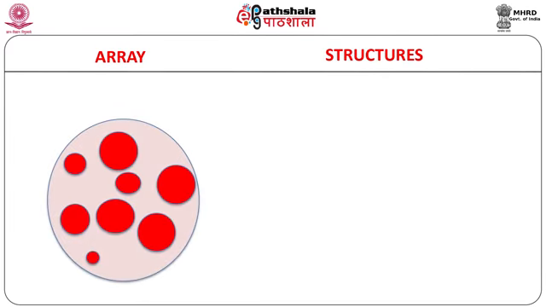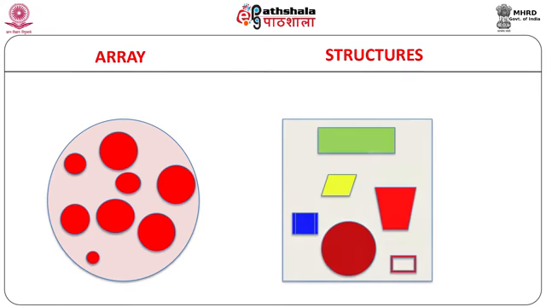Let us see the difference between array and structure. An array is a systematic arrangement of similar data or objects, whereas a structure is another user-defined data type that allows you to combine data items of different kinds. In the conceptual diagram of array and the conceptual diagram of structure, you can see different objects are drawn and painted in order to understand the difference between array and structure.